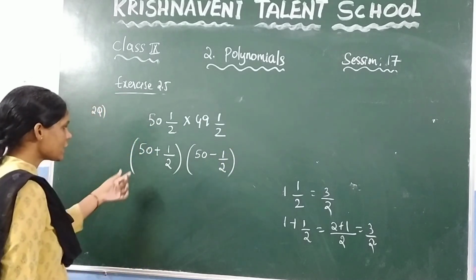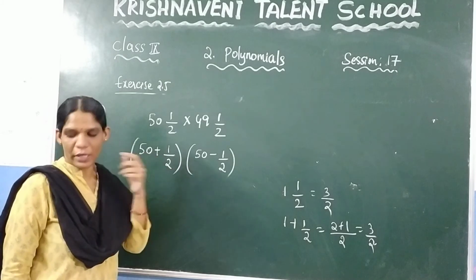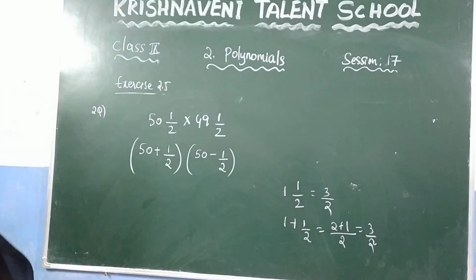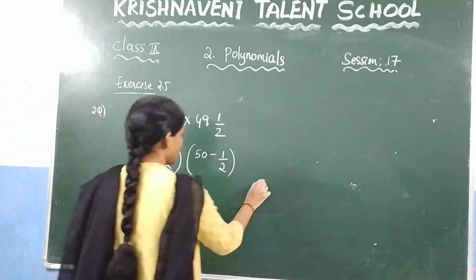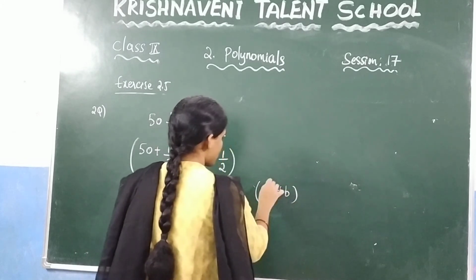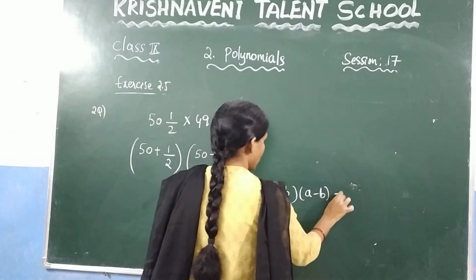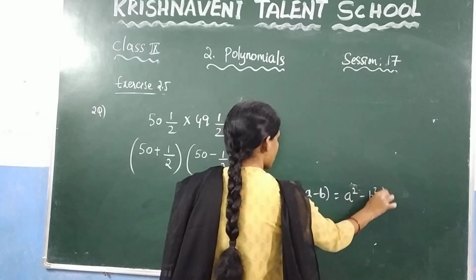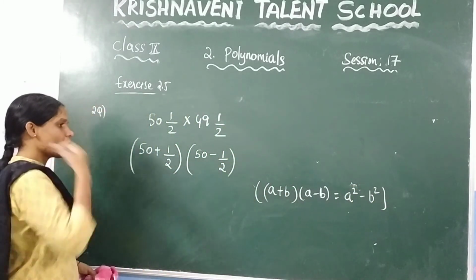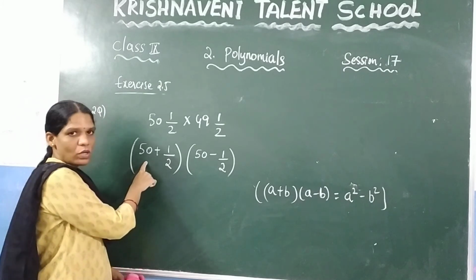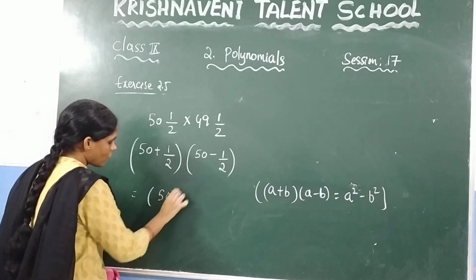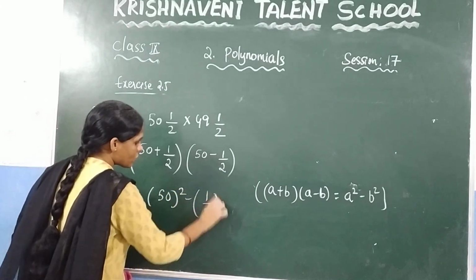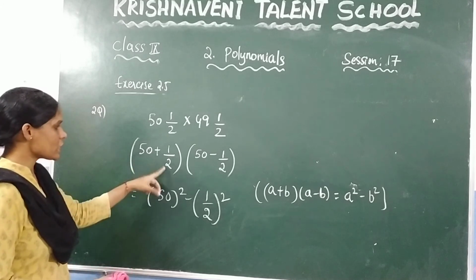So here it is in the form of what? A plus b into a minus b. You know the formula for a plus b into a minus b, which gives you a square minus b square. So write it here. What is the identity we know here? A plus b into a minus b, which is nothing but a square minus b square. So here, what is the value of a? It is 50, and the value of b is 1 by 2. So write it here: 50 square minus 1 by 2 whole square.